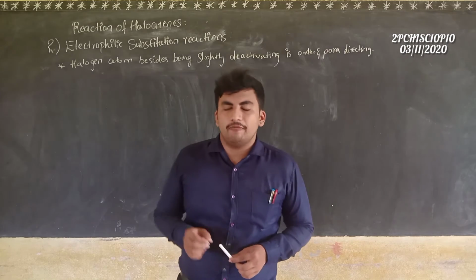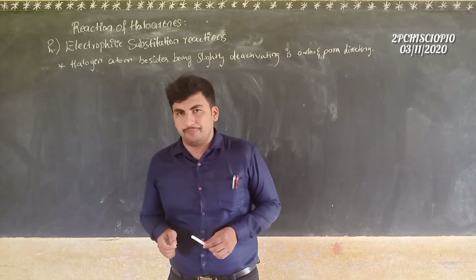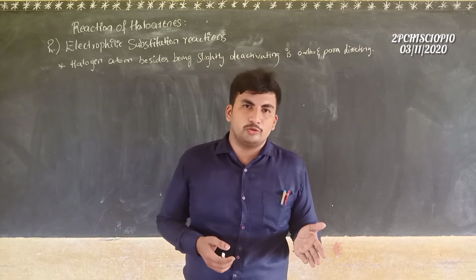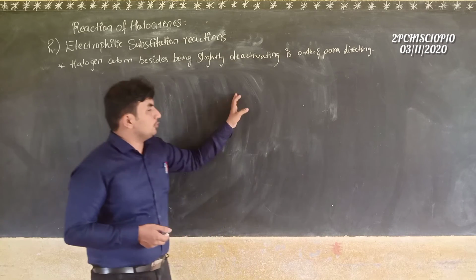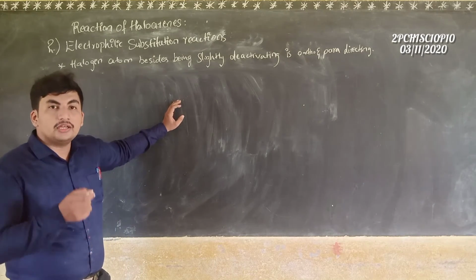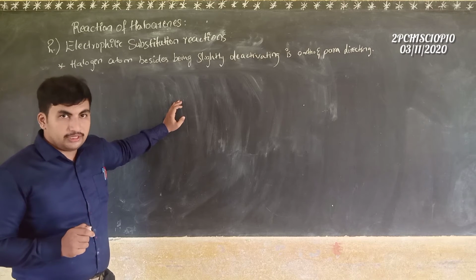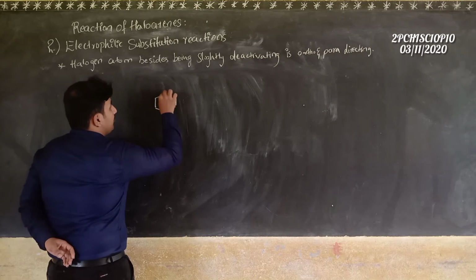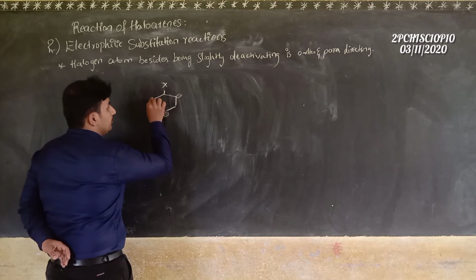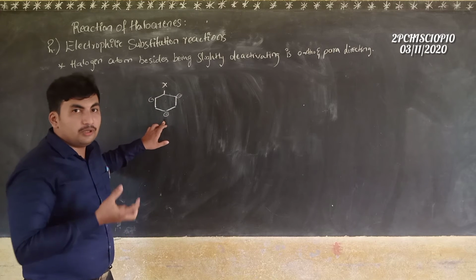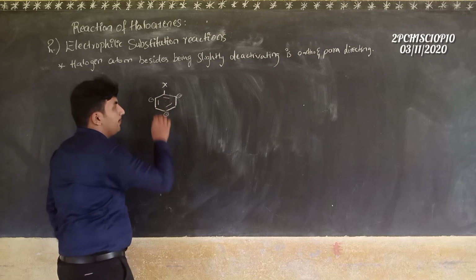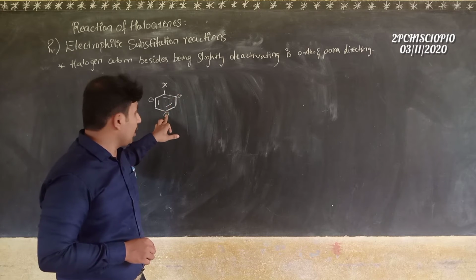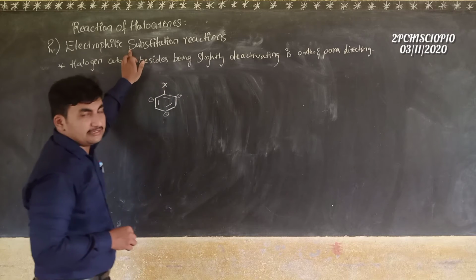Understand? The next reaction of haloarenes is electrophilic substitution reaction. See, in nucleophilic substitution reaction, haloarenes are less reactive. In electrophilic substitution reaction, substitution takes place mainly at ortho and para position. Why? Due to the resonance of the benzene ring with respect to the halogen atom, the ortho and para positions are getting negative charge, right? So the electron density is more compared to meta position. So the electrophile will attack ortho or para position in case of electrophilic substitution reaction.